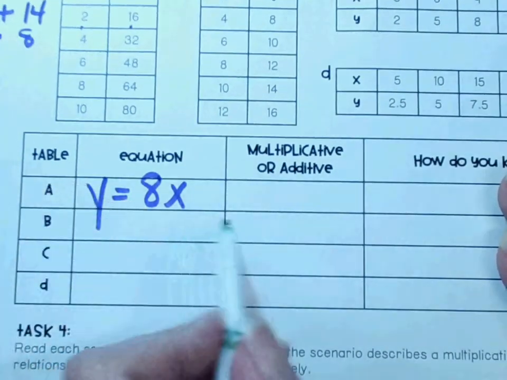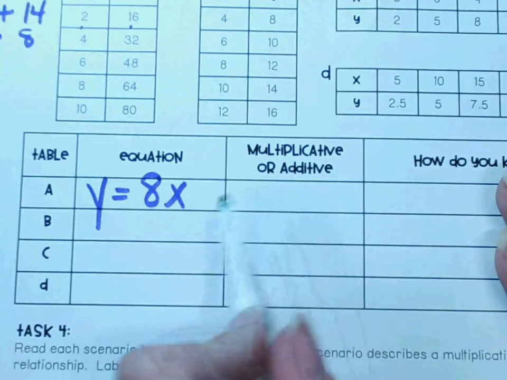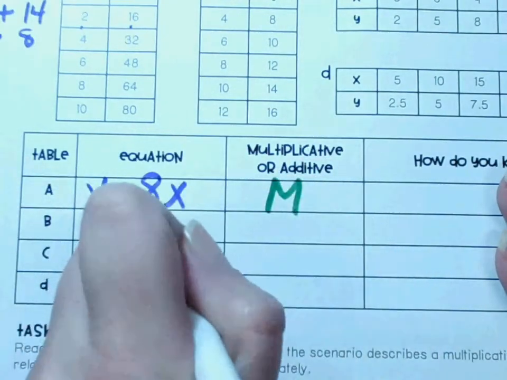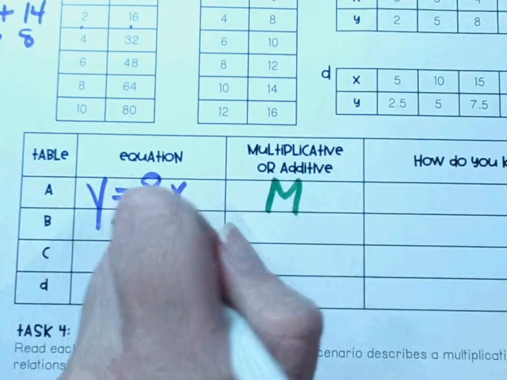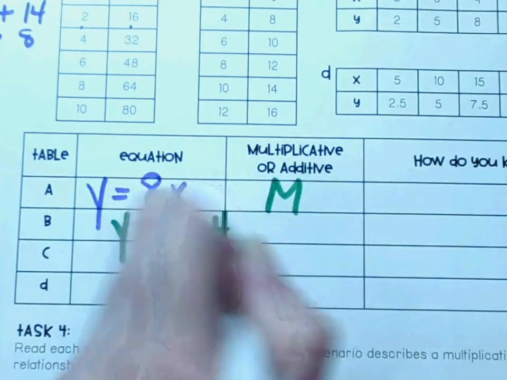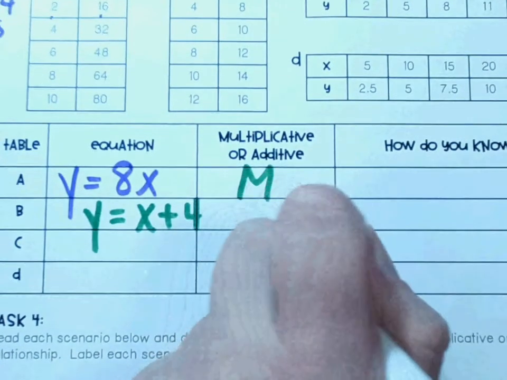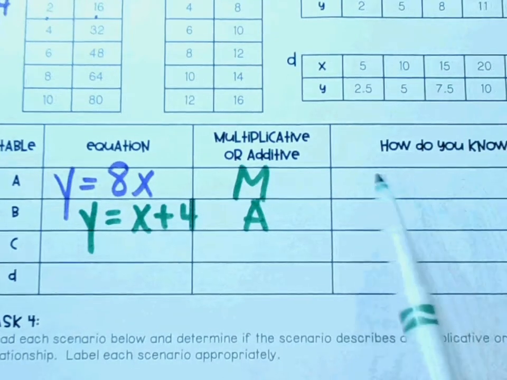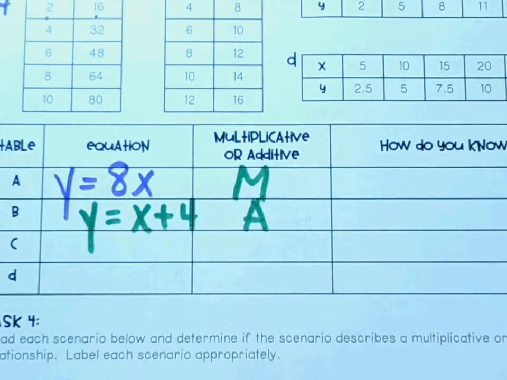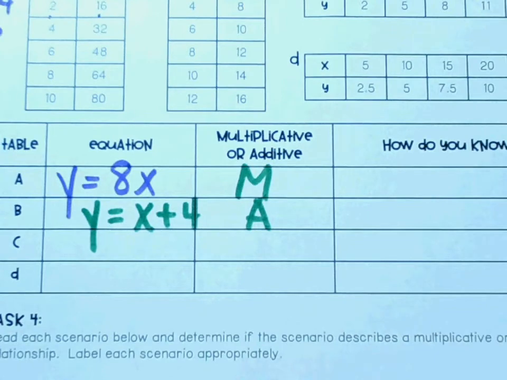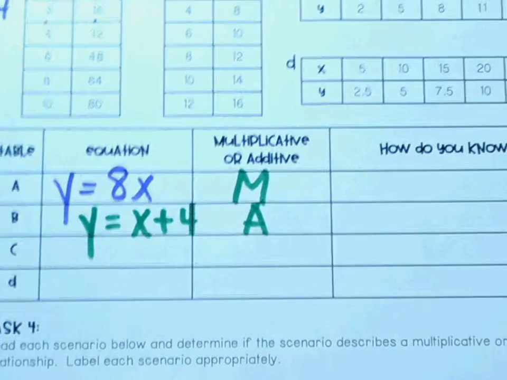So I forgot. Is this one multiplicative or additive? Multiplicative. All right. Going back to B. Is B, we said plus 4. So I'm going to say x plus 4 is y. Is that multiplicative or additive? And then I'm not filling in the how do you know, because how do you know that's additive? Our brain, we see that's an addition problem. All right. I'm glad that it's simple and basic for you.